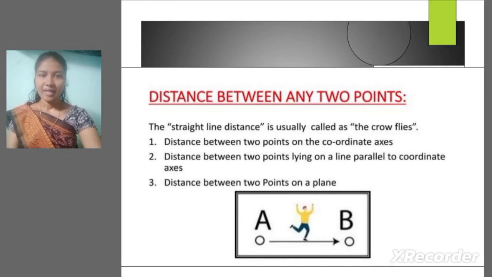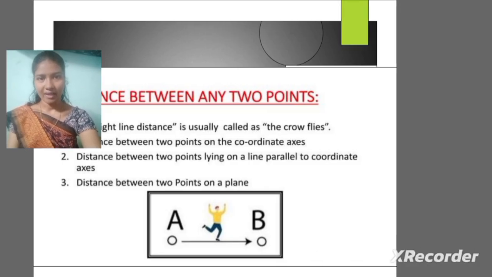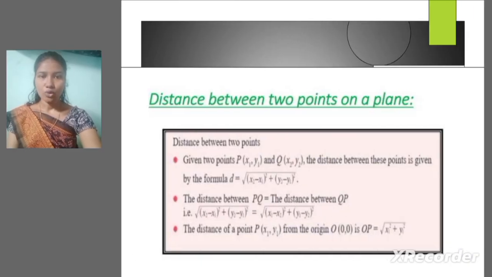Distance between any 2 points: the straight line distance, usually called as the crow flies, is the distance between two points on the coordinate axis. Distance between 2 points lying on a line parallel to the coordinate axis. Distance between 2 points on a plane.